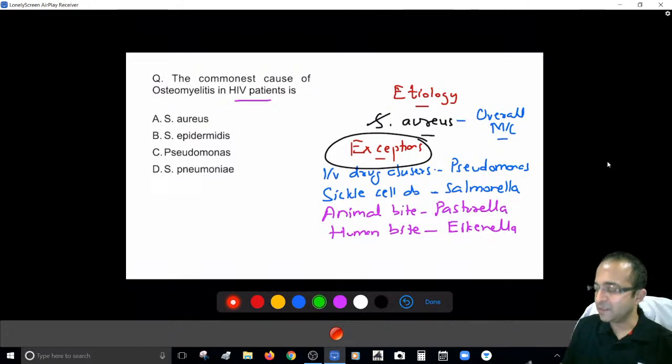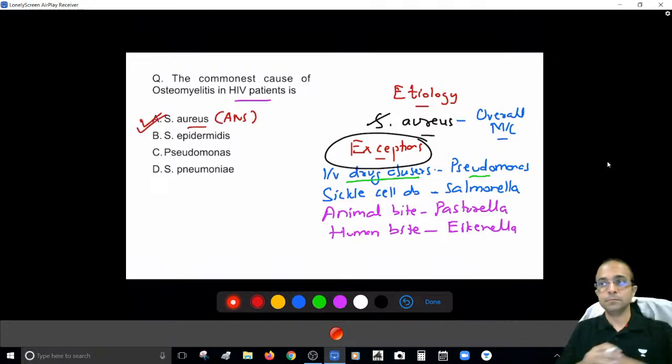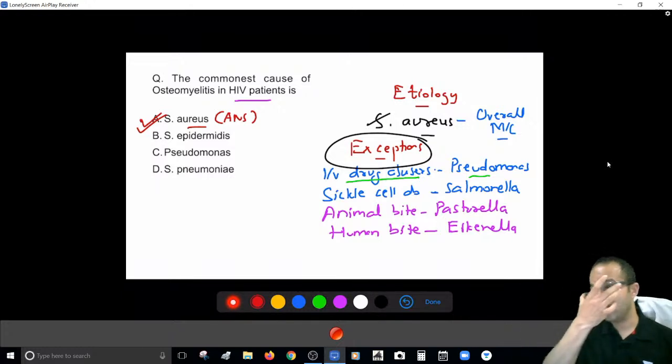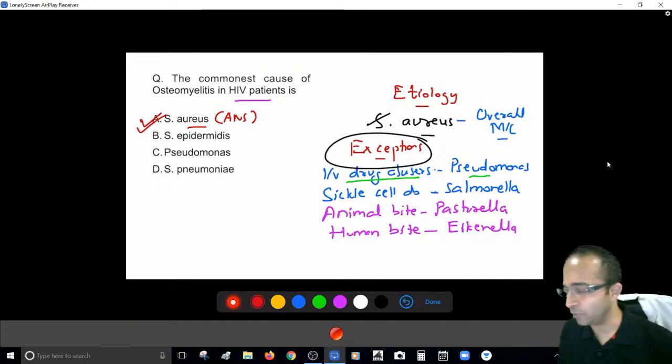So please, I have written here IV drug abusers, Pseudomonas; not immunocompromised, not HIV, not diabetics. So in all other scenarios, the cause would continue to be Staph aureus. Even in cases of HIV, the commonest cause of bone infection is going to be Staph aureus. So perfect, guys. I hope this small area regarding the etiology of bone infections is clear to you.